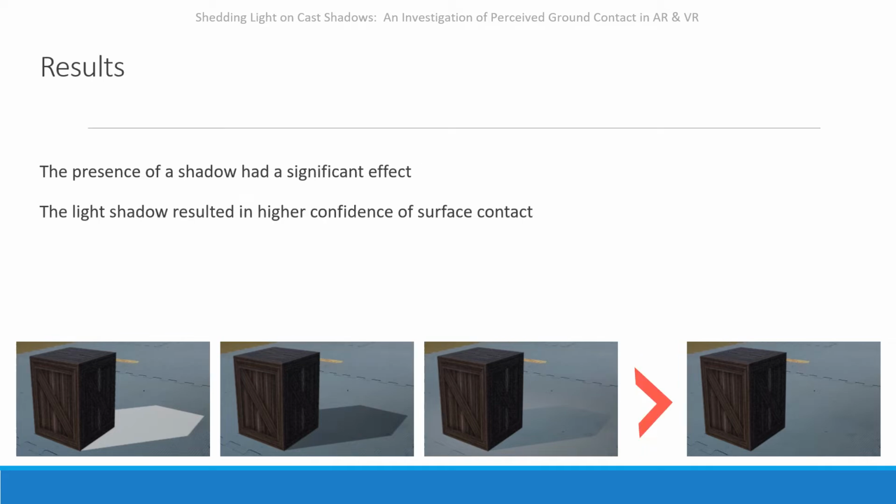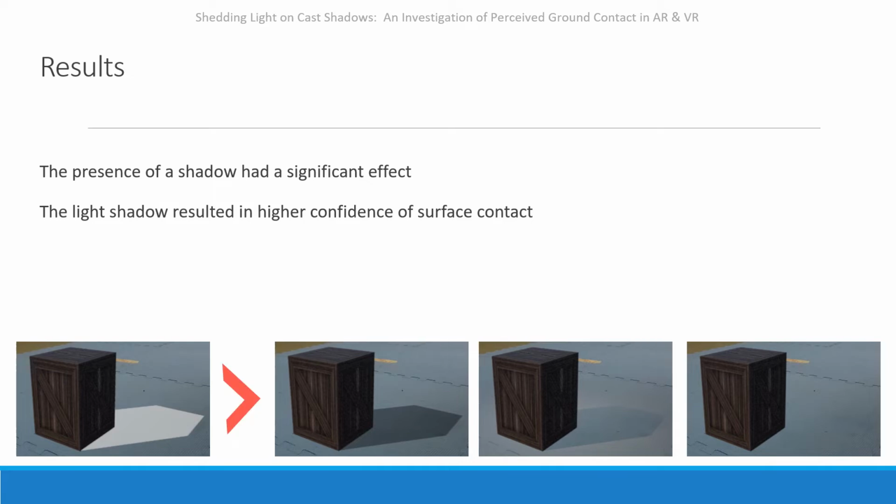We expected the presence versus the absence of a shadow to have a significant effect on surface contact in all 3 displays, and our experiment confirmed this hypothesis. A curious finding from our first study was that the white shadow, our least realistic shading approach, resulted in higher confidence of surface contact when objects were placed above the ground for both the optical see-through and the video see-through displays. This result was particularly unexpected given that researchers have previously argued that realistic shading for virtual objects may be necessary for accurate space perception in AR.